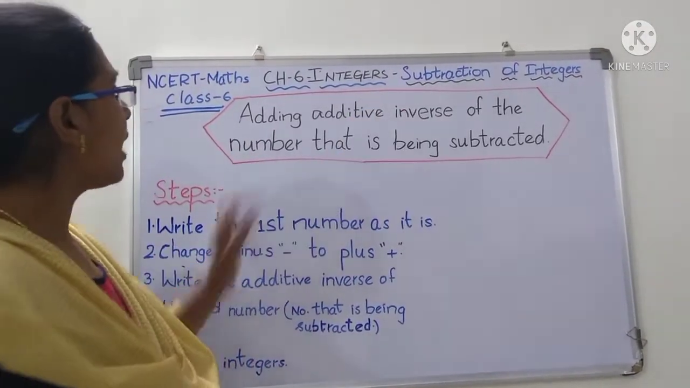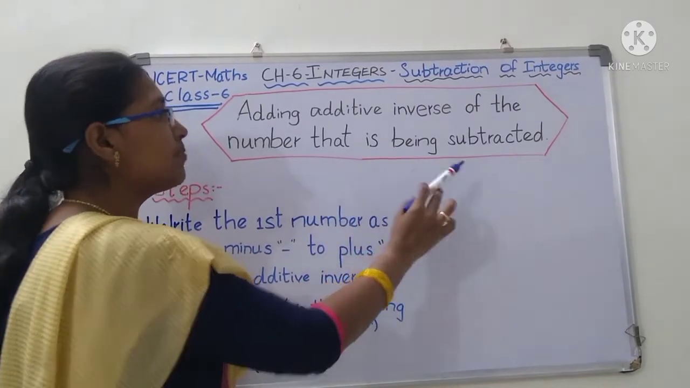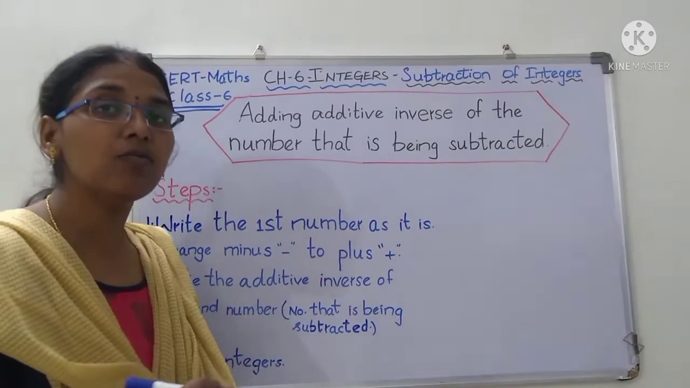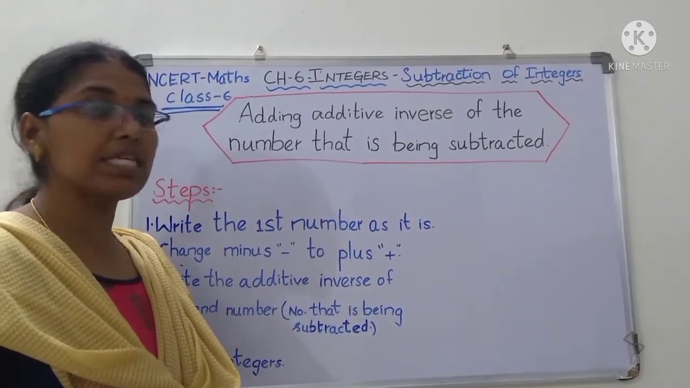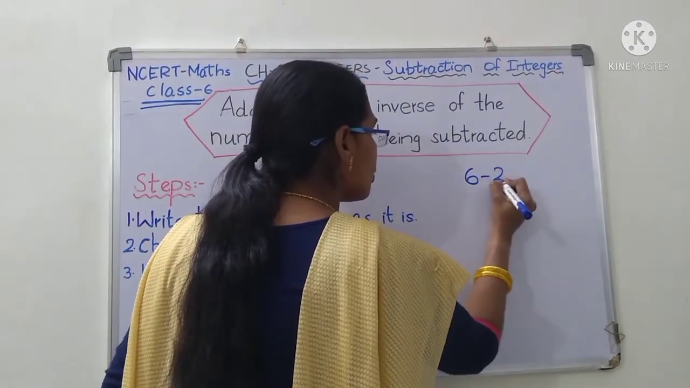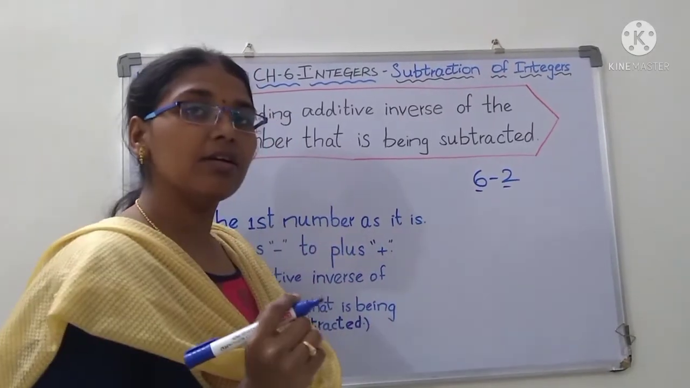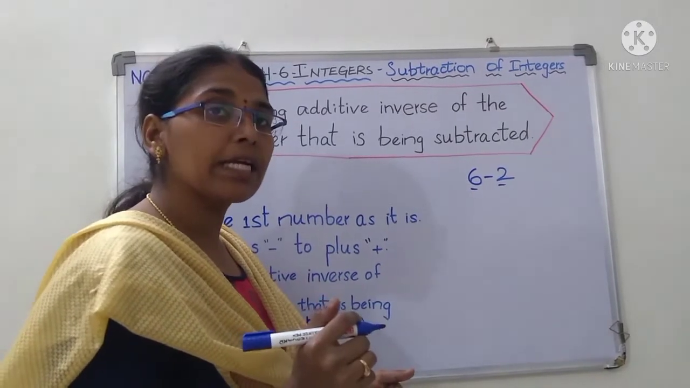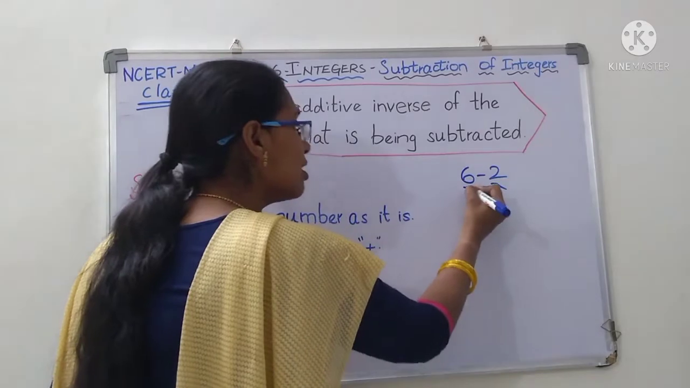Children, so subtraction means adding additive inverse of the number that is being subtracted. So you all understood this. Subtraction is nothing but what you are adding? You are adding additive inverse of the number that is being subtracted. See, it is given as 6 minus 2. So, in these two numbers 6 and 2, what is the number that is being subtracted? Which number are you subtracting? Yes, you are subtracting 2 from 6.